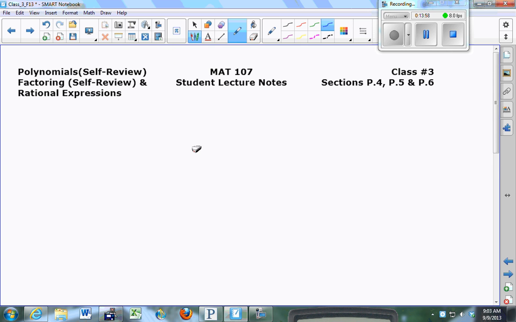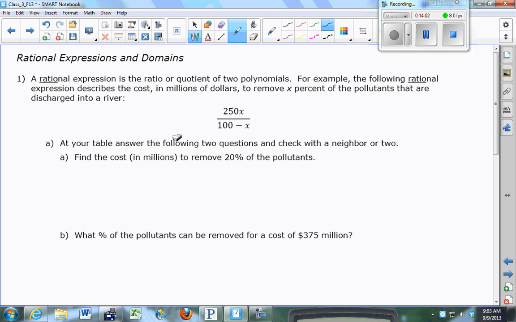So let's get going with today's material. Again, polynomials and factoring, a self-review. So here's a rational expression. That's what we're going to be focusing on today. Rational expressions, including this idea called domain, which I think may be new to many of you.